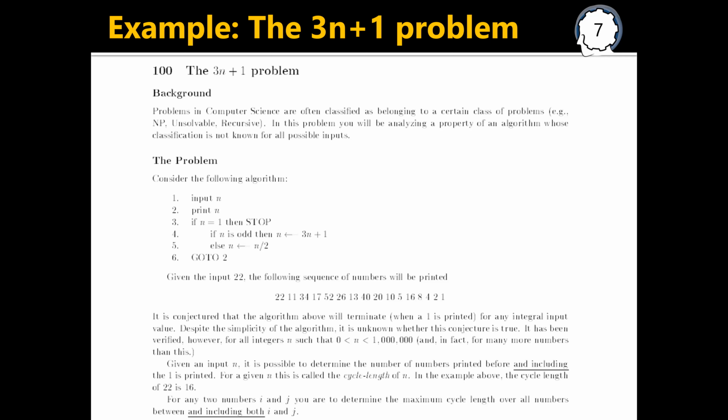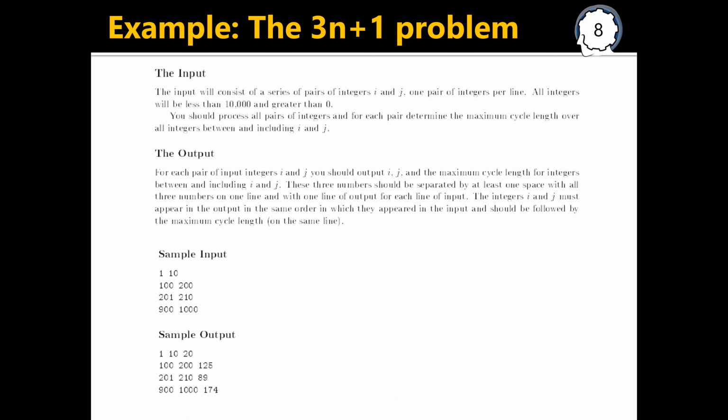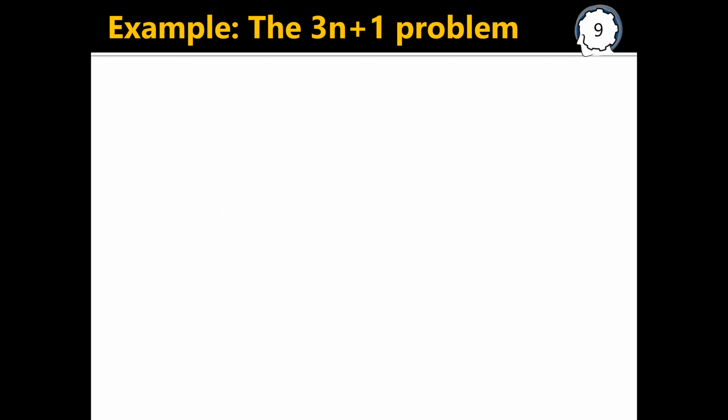So here is then the description. I guess that's quite obvious what you're supposed to do. And then you get the input. You know that there are two integers. They will be less than 10,000. They will be positive. And you should process all pairs of integers. The output should be in the same order that they were written, and i and j should also be in the same order. And then you have the sample input. So this is then an example problem.